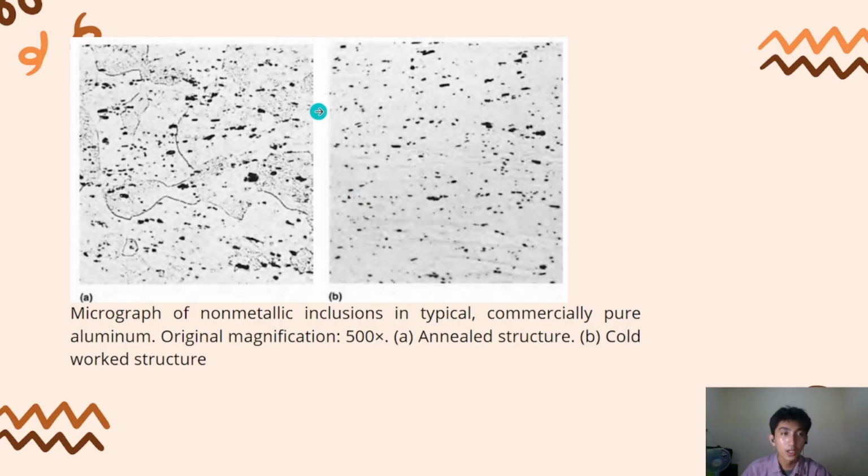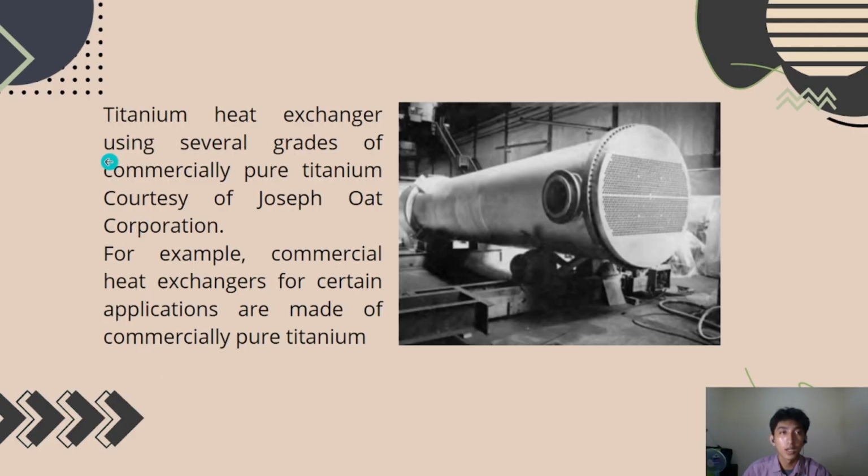And this is a photograph of non-metallic inclusions in typical commercially pure aluminum. Magnification 500. Here A is the as-cast structure and B is the cold worked structure. This is a titanium heat exchanger using several grades of commercially pure titanium, courtesy of Joseph Hart Corporation. For example, commercial heat exchangers for chemical applications are made of commercially pure titanium, like this picture.